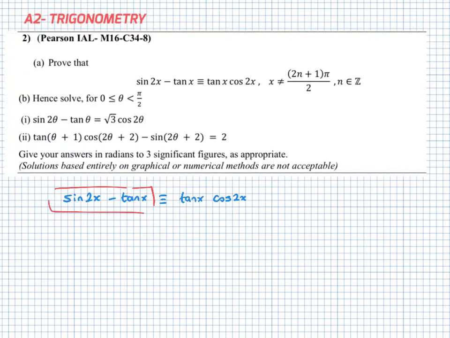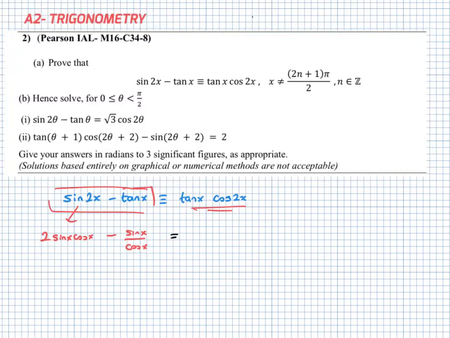So what I am going to do is expand and simplify this expression so that my final answer should be the right hand side. Okay. Sine 2x could be expanded as 2 sine x times cosine x. Remember the double angle formula. Tangent x could be written as sine x over cosine x.